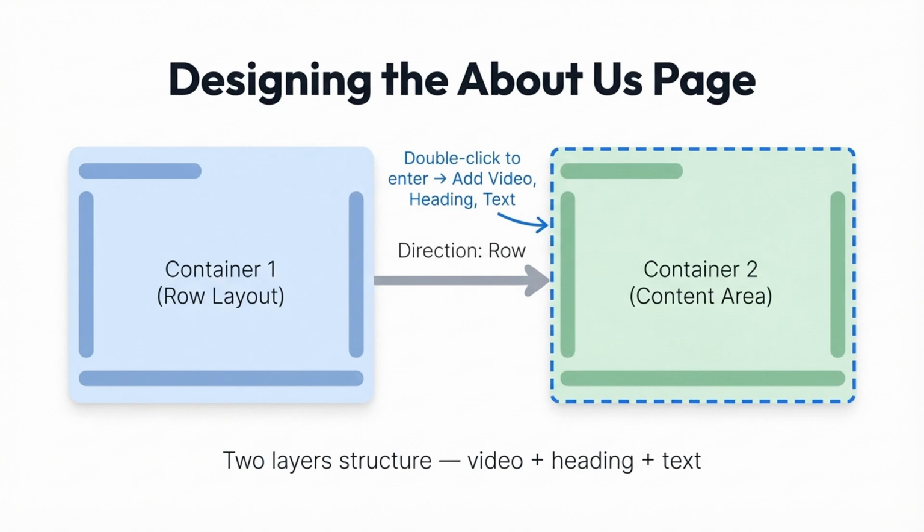Then you double-click into the second container to start adding your elements: a video for your introduction, a heading, and a paragraph of text about yourself. This is the core content of your About Us section.